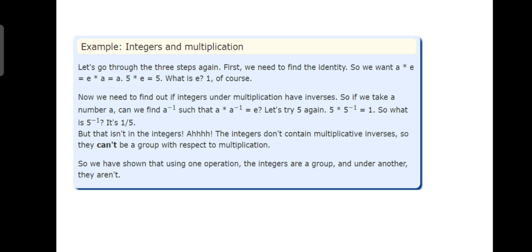Next is existence of inverse. Existence of inverse means any number should be multiplied by such a number that it gives 1. So if we take an example, the number 5, what should be the number that should be multiplied with 5 so that we get 1? It should be 1 by 5, but 1 by 5 is not an integer. So since it's not an integer, it will not satisfy the existence of inverse property. Therefore, integers with respect to multiplication won't form a group.